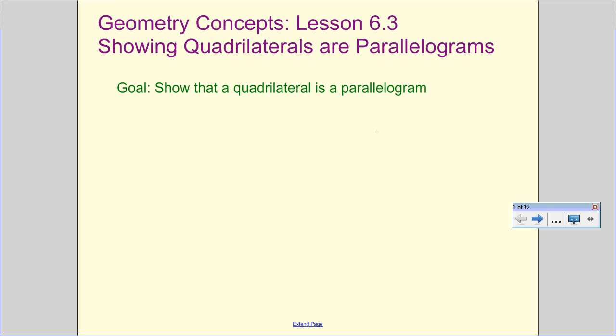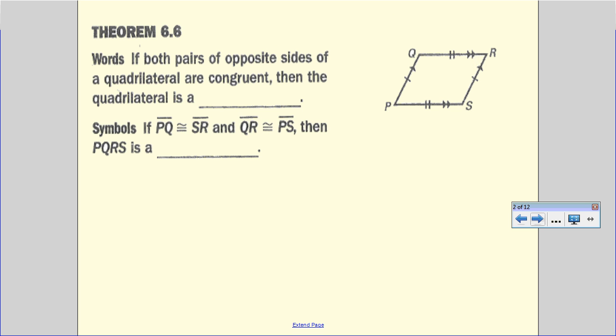So let's take a look at what today's lesson is going to look like. We're going to start off with the theorem. Once again, it's not so much that it's theorem 6.6. There's nothing magical about that number. What we want to take a look at is what they are telling us in this theorem. So what the words mean is, if both pairs of opposite sides of a quadrilateral are congruent, then the quadrilateral is a parallelogram.